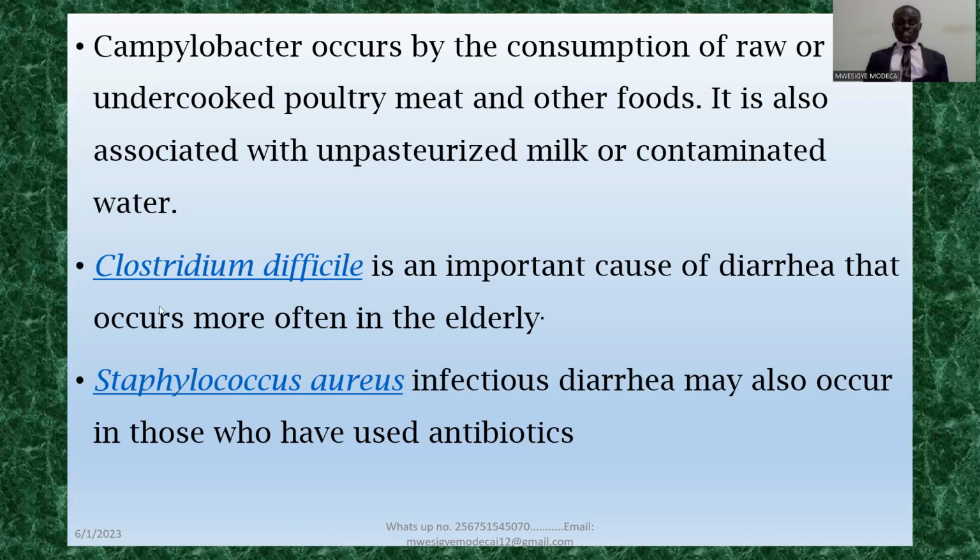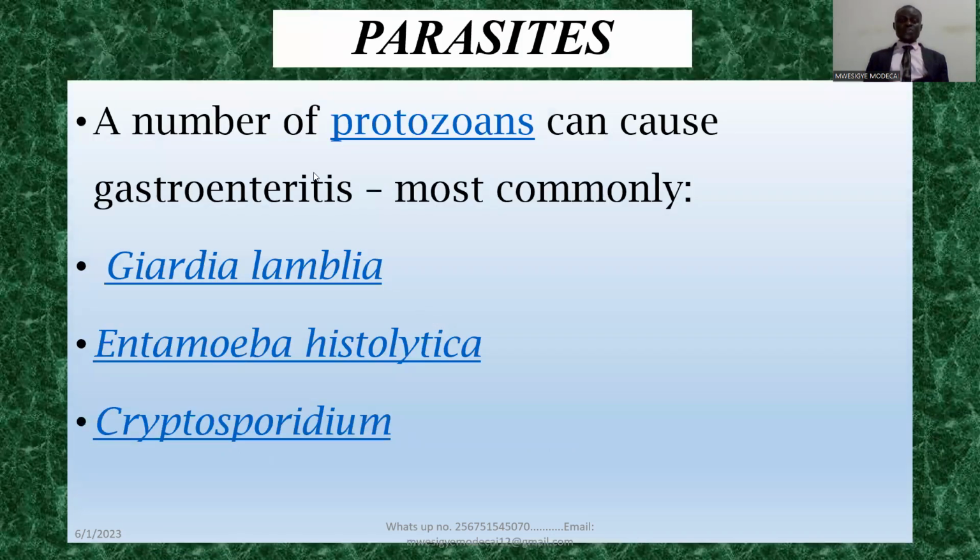So when we talk about this bacterial gastroenteritis, we look at even Clostridium difficile, and we are saying it's the most important cause of diarrhea that occurs more often in the elderly. Then we talk about also Staphylococcus aureus. Infectious diarrhea may also occur in those who have used antibiotics. So that is the second cause of gastroenteritis, which is bacteria.